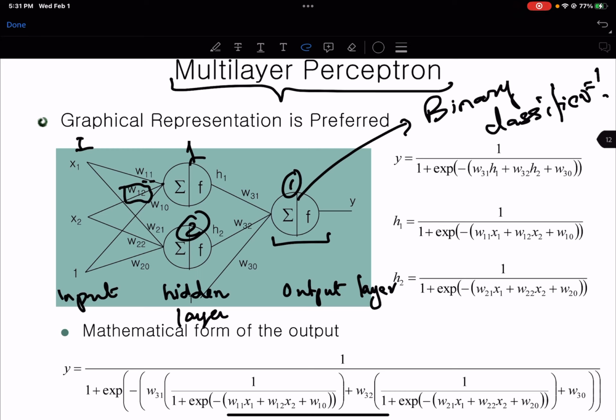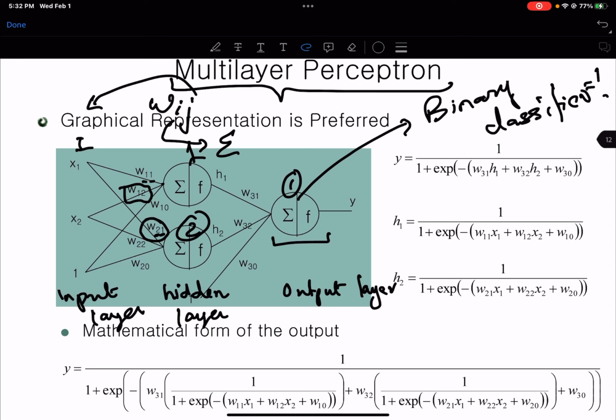So Wij, so i is the layer where we are doing the summations, the node, and j would be the preceding layer. So for example, W21 means that the weight value is for the link between node 2 in this layer with node 1 in the previous layer. So in this case, the previous layer is your input layer.